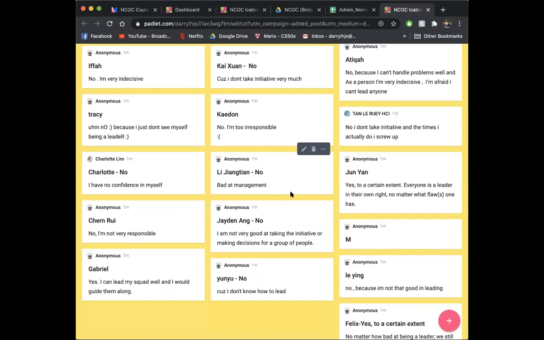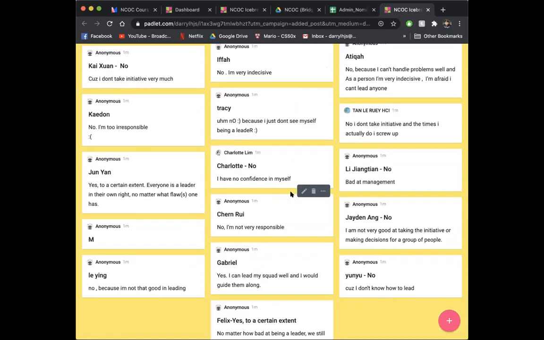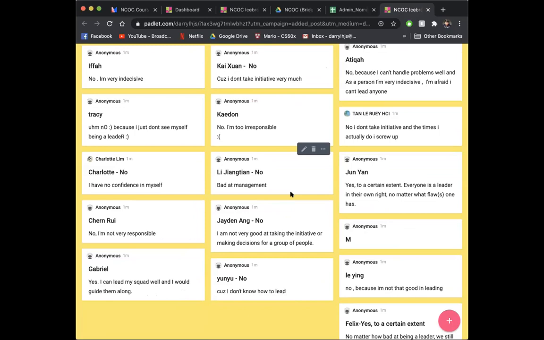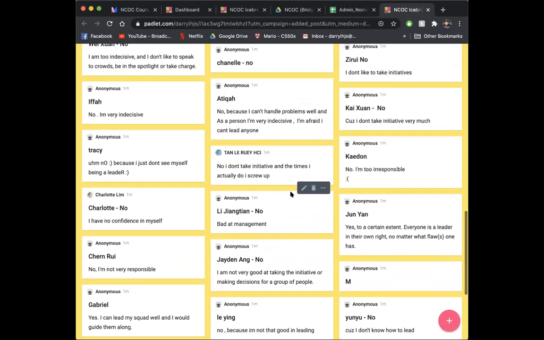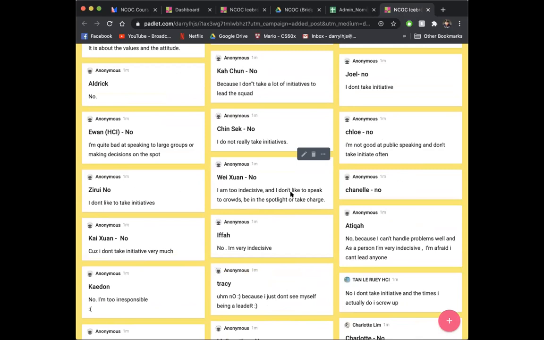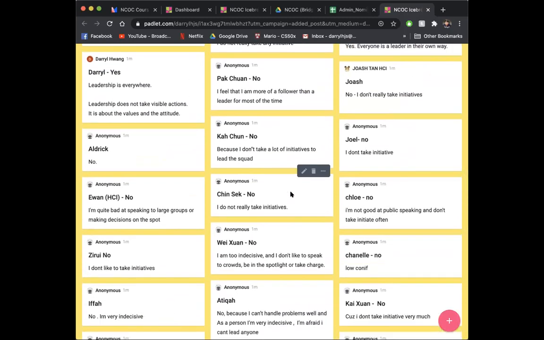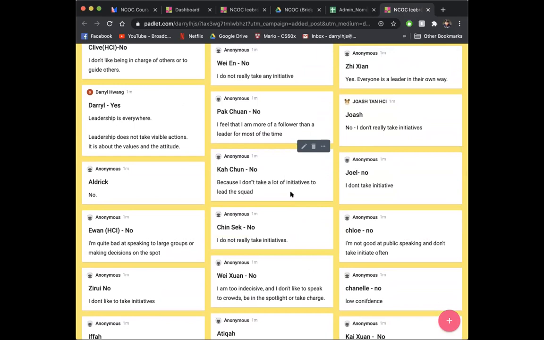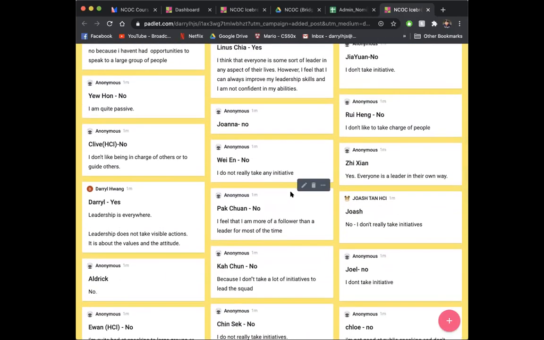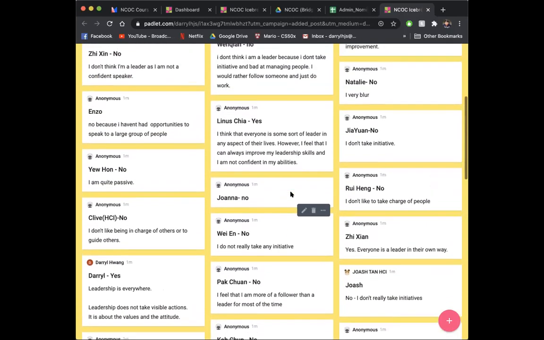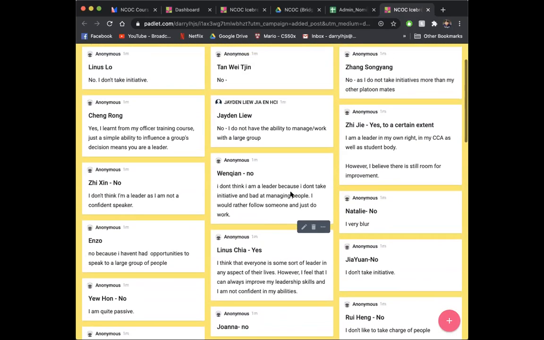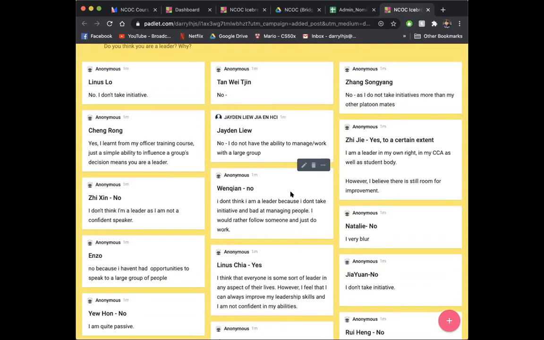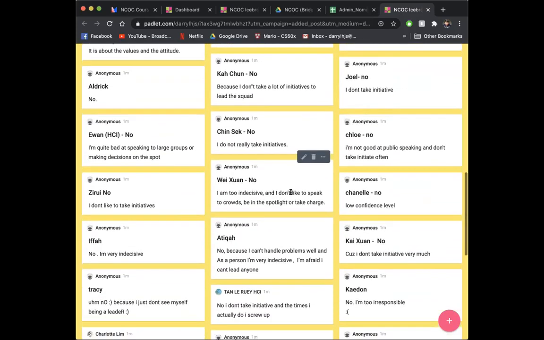Generally, when I look across, a lot of you are saying that you're not leaders because you don't take initiative, because you all think you are indecisive. Those are the two big themes that I'm looking at. But there's also a group of you that says that everyone is a leader in their own way. Everyone has some kind of leadership values that you embody in your own right. Okay, I like that.